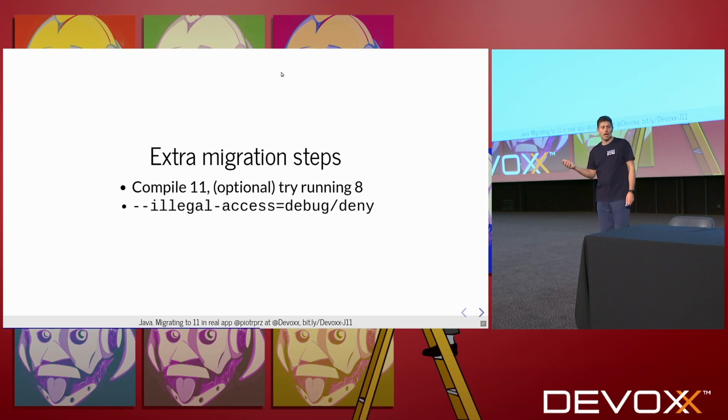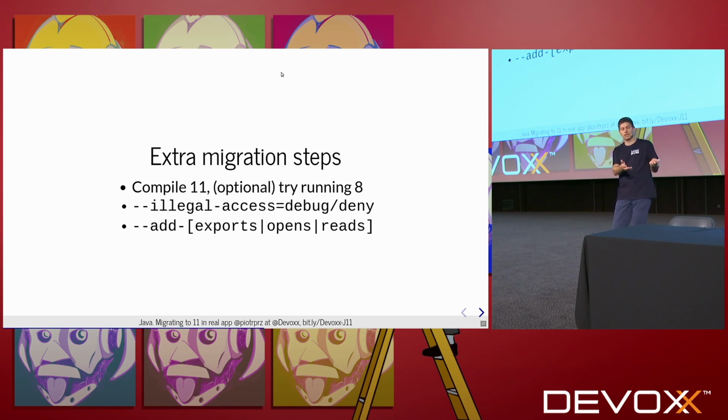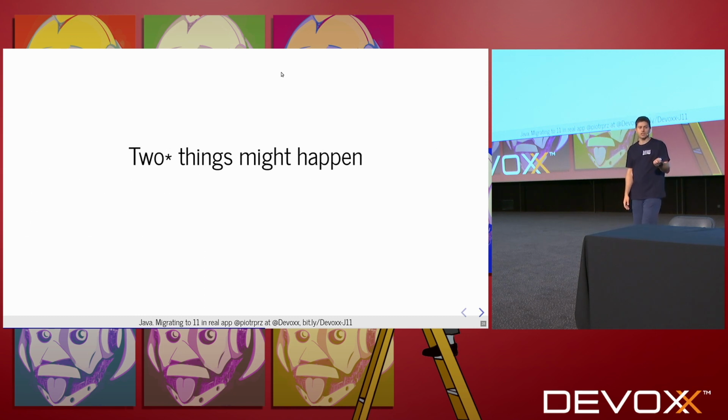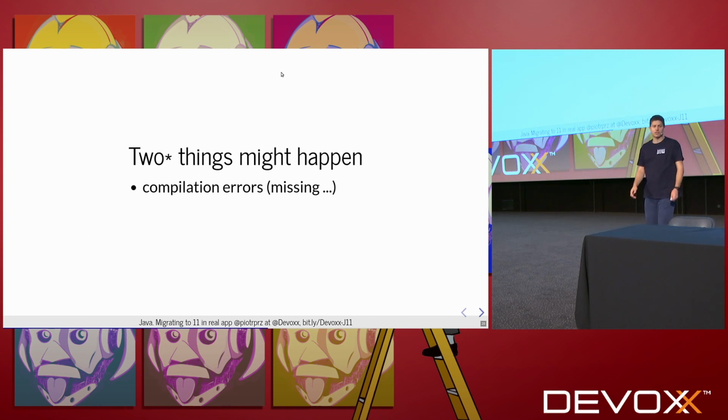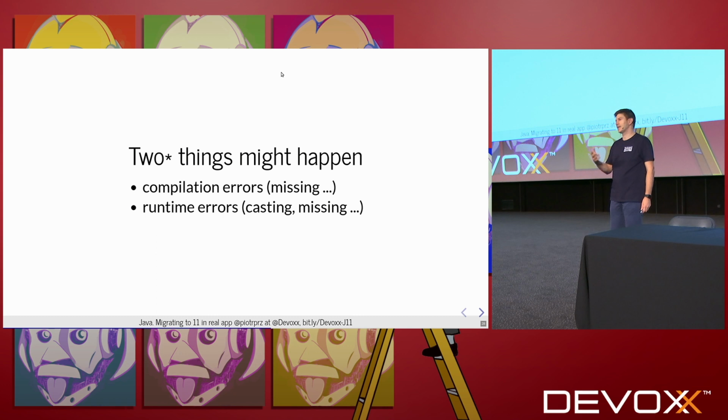Basically, for them, you can play with this illegal-access debug/deny, and you might need these options just to make Java not complain about these. In general, two things may happen. First, you will face compilation errors like missing class, missing method. Then there are runtime errors, again something like casting, or method not found.